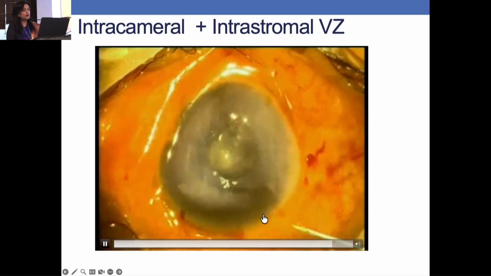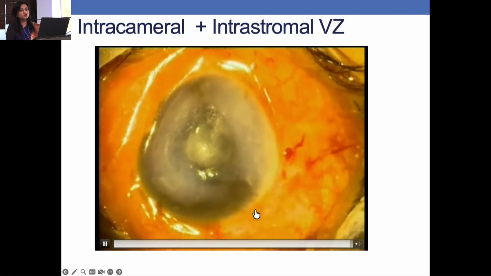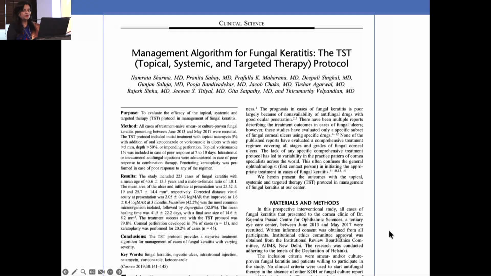And what is your endpoint? Something like a stromal hydration wound that you do. So that is your endpoint. So these are simple to give.